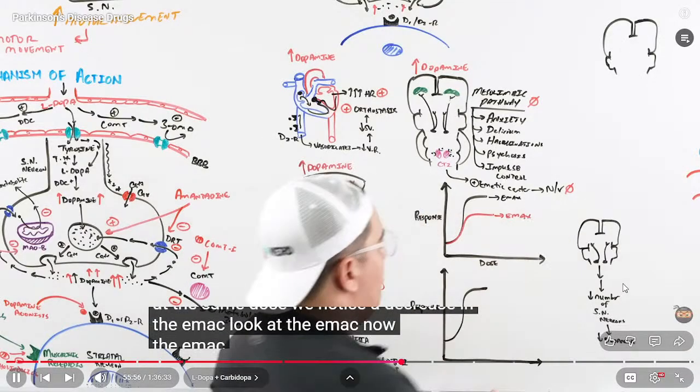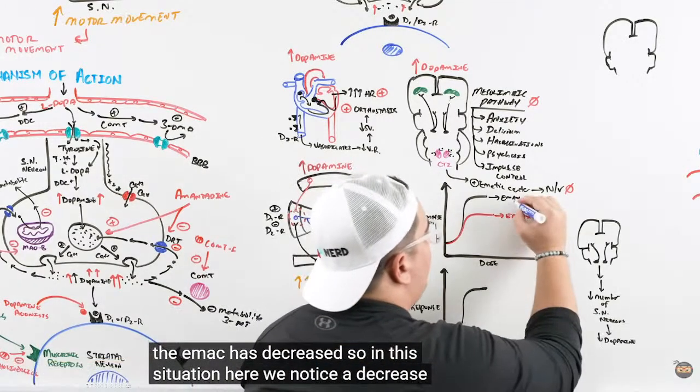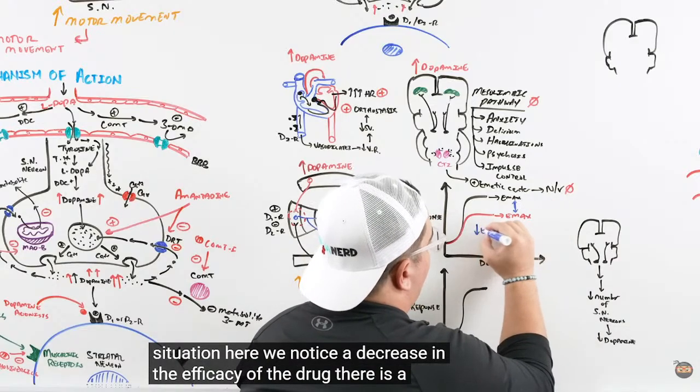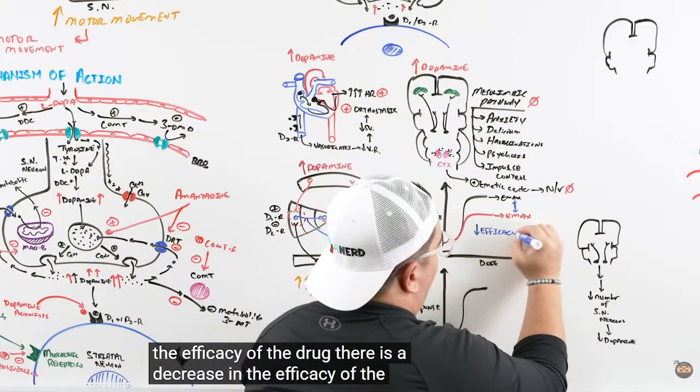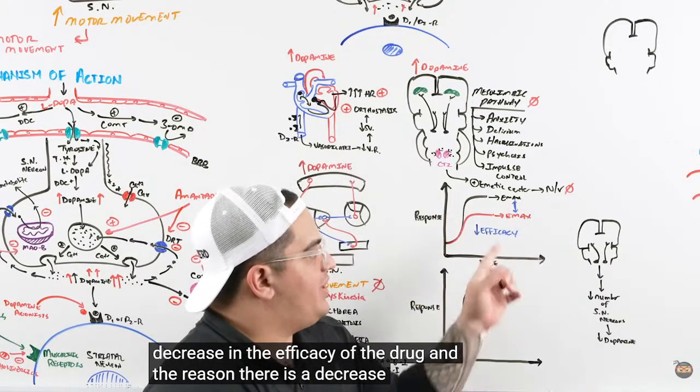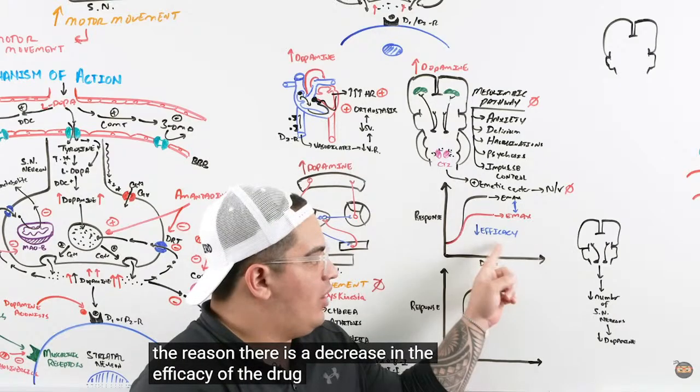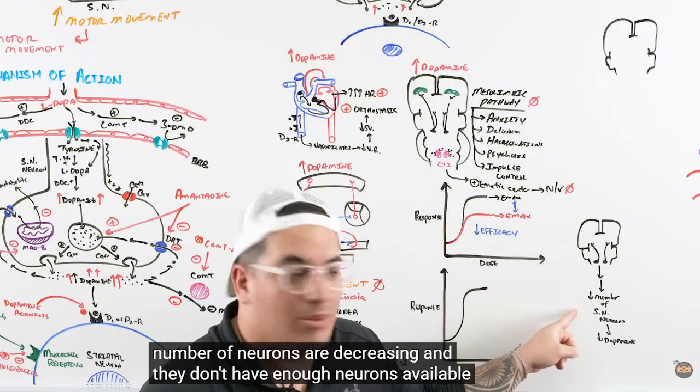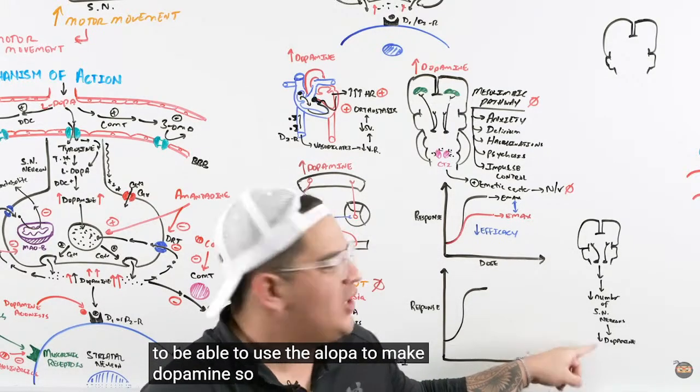The Emax has decreased. So in this situation here, we notice a decrease in the efficacy of the drug. And the reason there is a decrease in the efficacy of the drug is because the number of neurons are decreasing and they don't have enough neurons available to be able to use the L-DOPA to make dopamine. So what would you think?